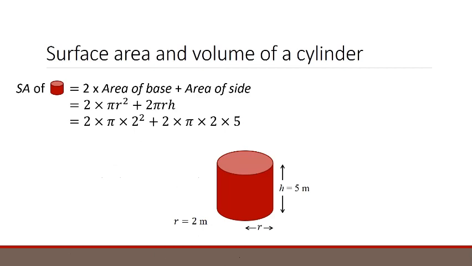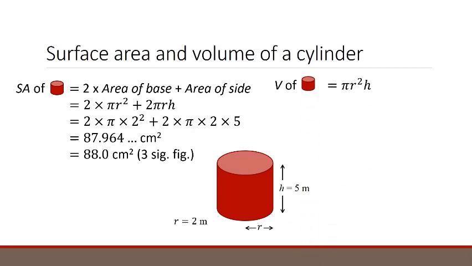In this case, we're substituting, so 2 times pi times 2 squared plus 2 times pi times 2 times 5, which gives us 87.964, and the digits keep going, centimetres squared. Rounding that to 3 significant figures, you'll notice that the 9 rounds up, carries over, and the 7 also goes up to 8. So we have 88.0 centimetres squared correct to 3 significant figures. That's how much metal we need to make a rainwater tank this size.